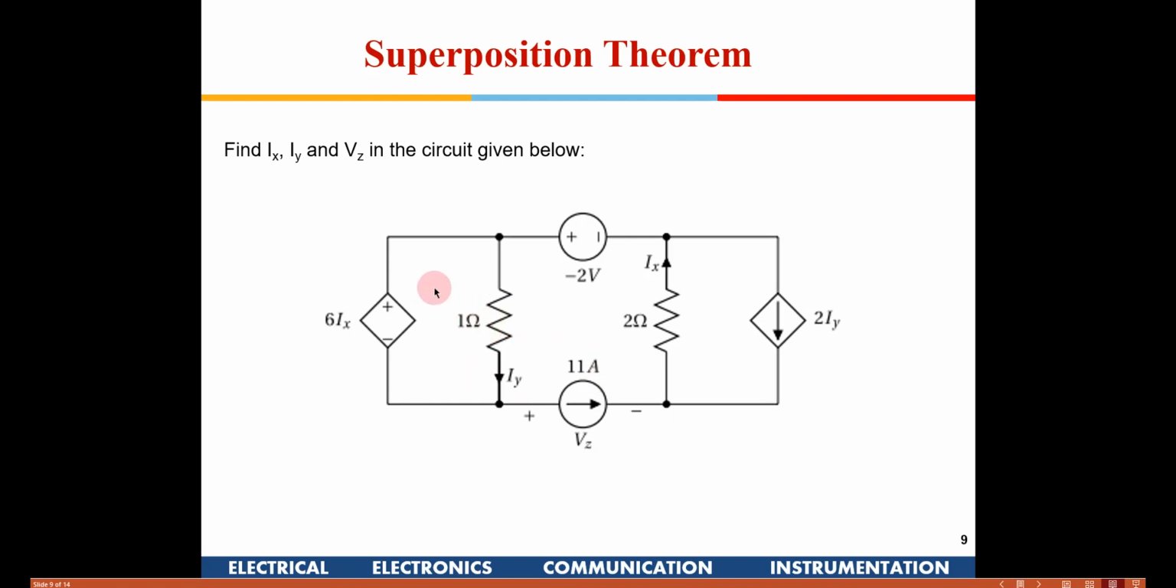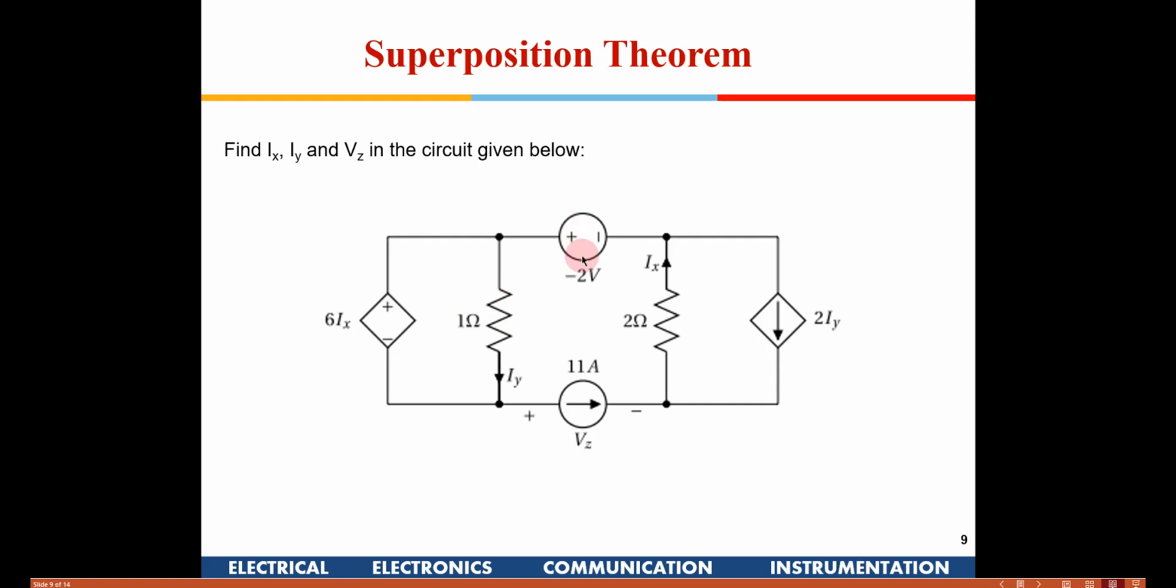So let's take one more example. Here, instead of only independent sources, we also have dependent sources. When we apply the superposition theorem, do remember that we cannot remove the dependent sources. Independent sources will be removed, retaining only one at a given time, but the dependent sources will always be there in the circuit for analysis.